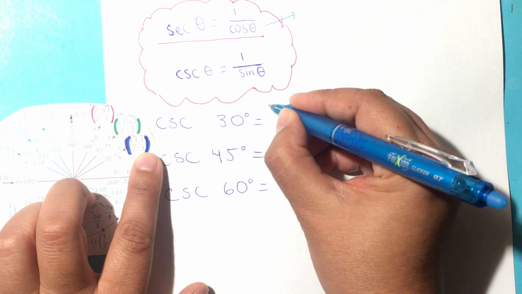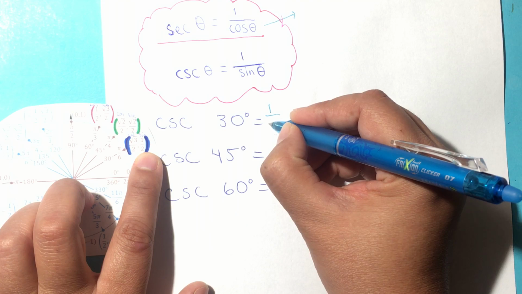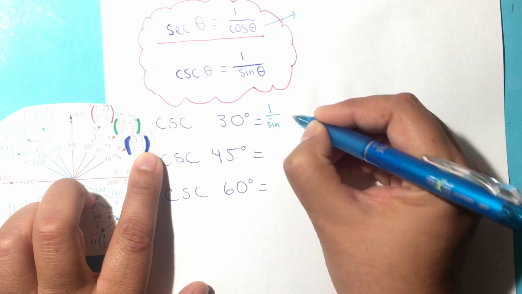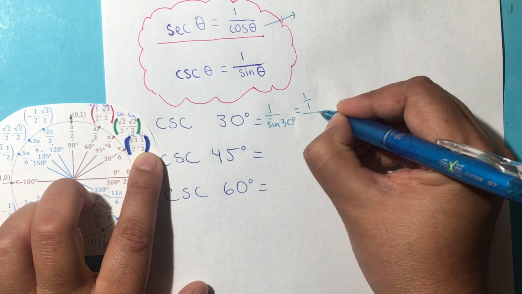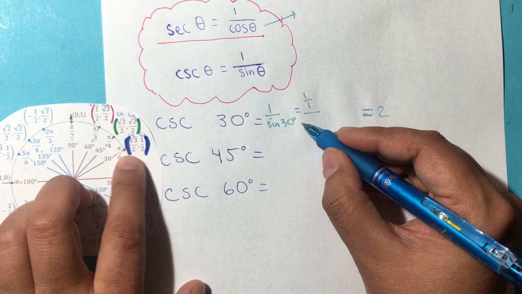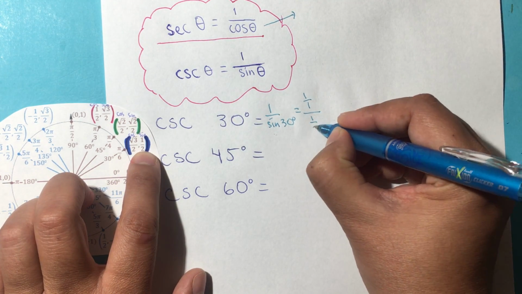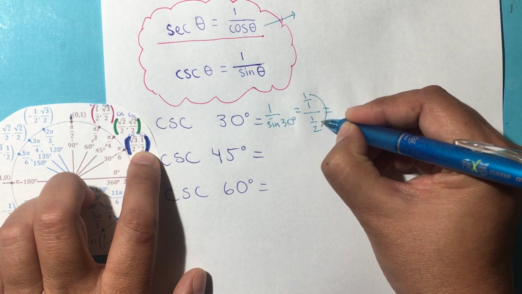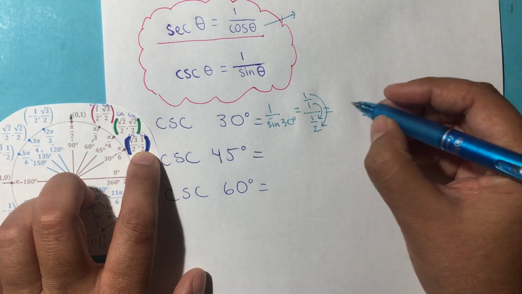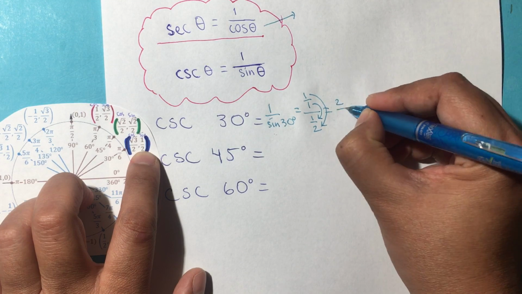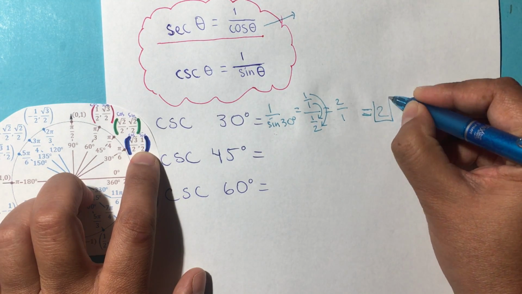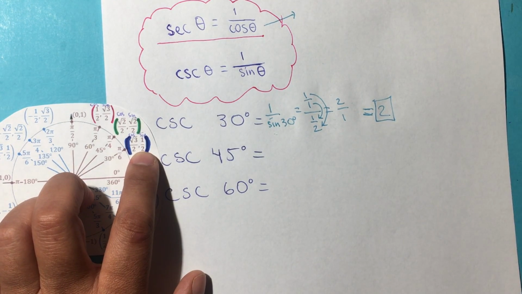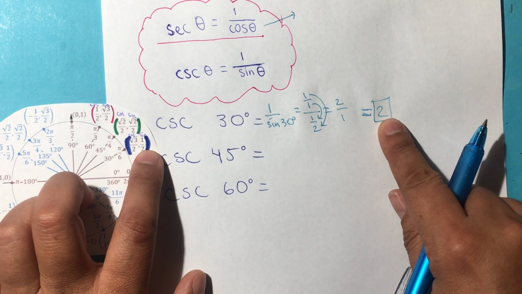But I'm going to ask you to put 1 over the sine of 30. So 1 is 1 over 1. The sine of 30 is the second value, which is 1 over 2. Multiply the outer and inner values. 1 times 2 is 2. 1 times 1 is 1. And 2 divided by 1 is equal to 2. See, these are reciprocal of each other.